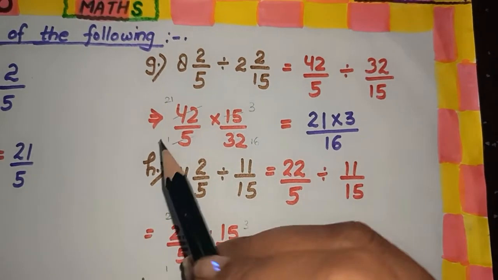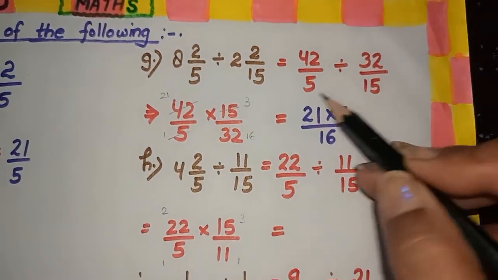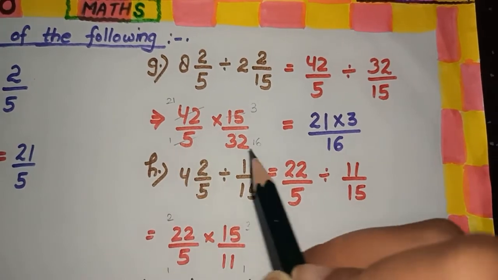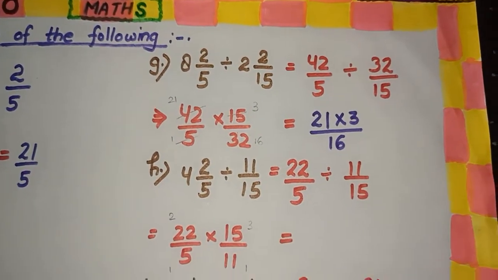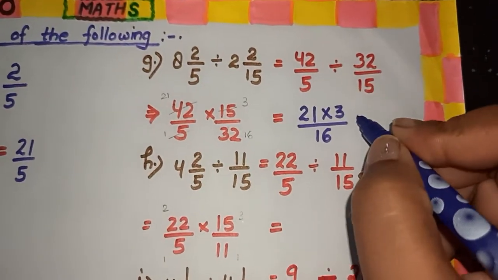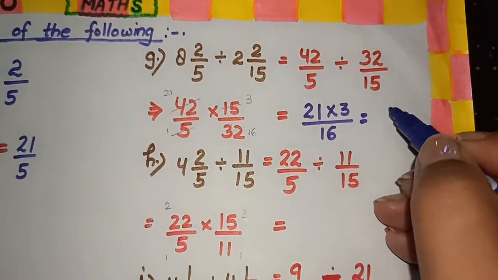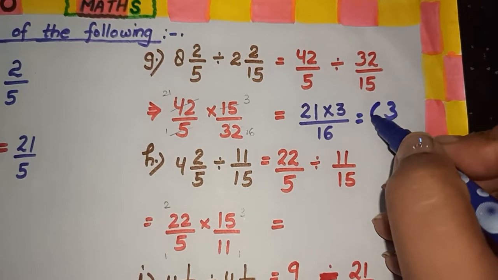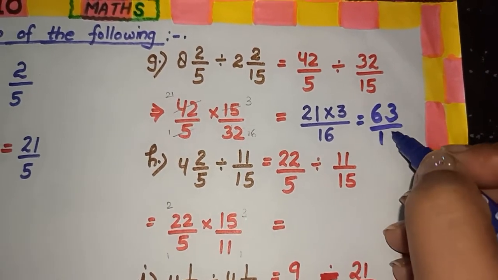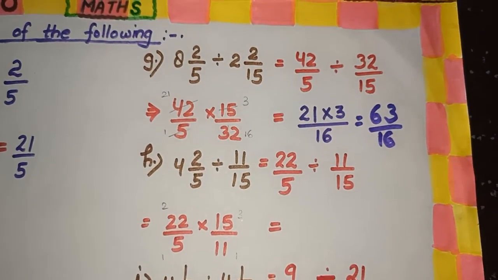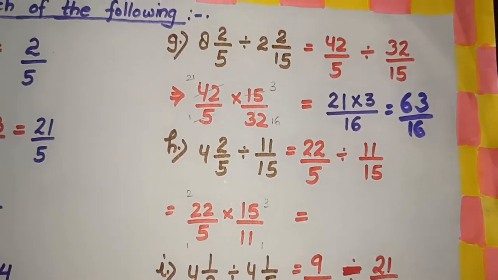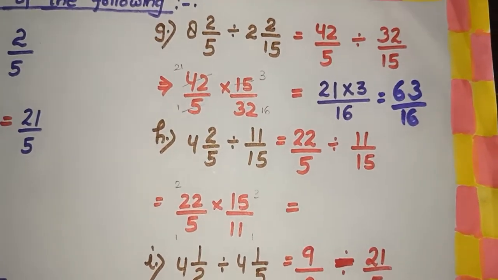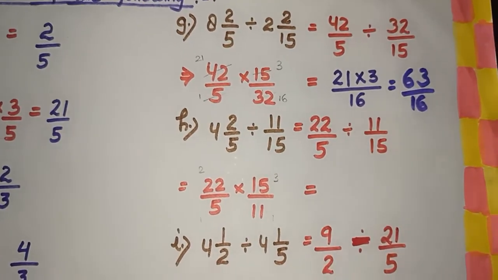Okay, so only 21 and 3 are left in the numerator part and 1 and 16 are left in the denominator part. So 16 ones are 16. Now see, let us just multiply. 63 upon 16. This is the answer we have, an improper fraction. Now you all just need to convert it into a mixed fraction.